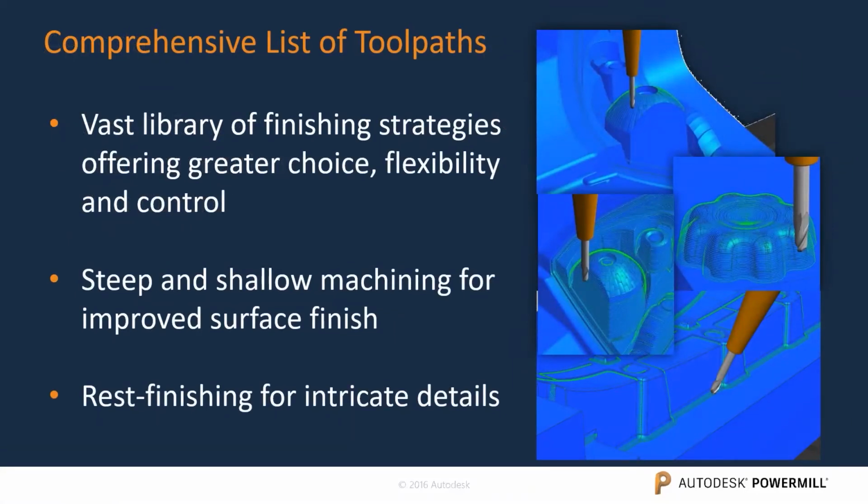PowerMill has a very comprehensive list of toolpaths. There's a vast library of finishing strategies that give us a lot of flexibility. Steep and shallow is probably the number one used toolpath for finishing in the software. It combines strategies for steep and shallow surfaces defined at a specific angle that you define. And then being able to use rest finishing strategies to go in there and clean up the little details that we might have left behind from a larger tool.